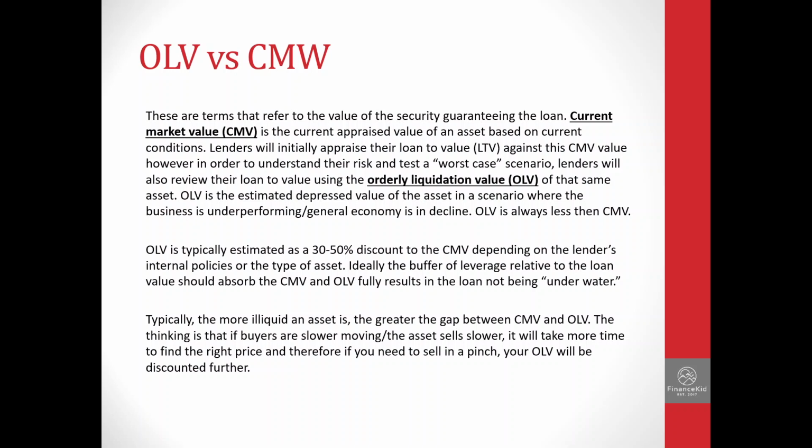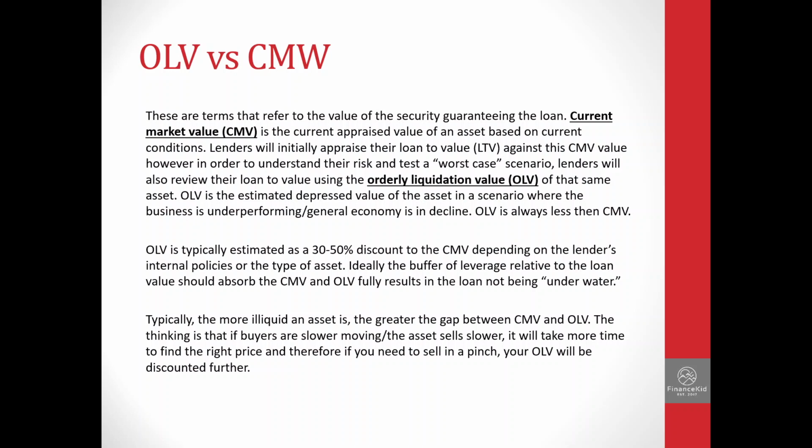And so ultimately, the gap between CMV and OLV is greater for illiquid assets and is typically closer for faster moving potential sales. So say, for example, for inventory, okay? So I'm lending against, and this is a very extreme example, I'm lending against seasonal clothing, okay, winter clothing that's in stock right now, okay? It's in fashion today. And so we'll value this inventory at $1 million.